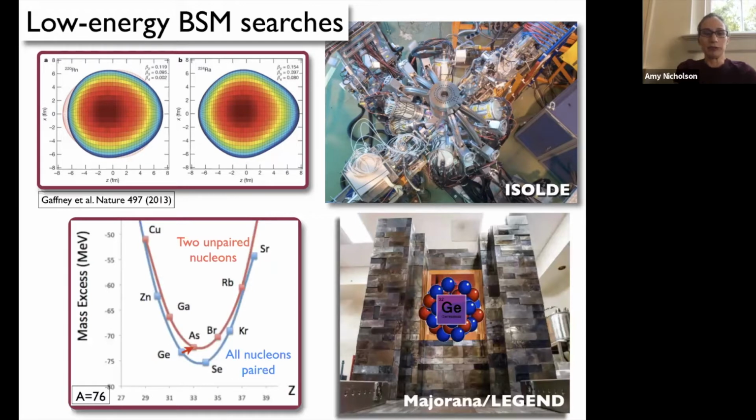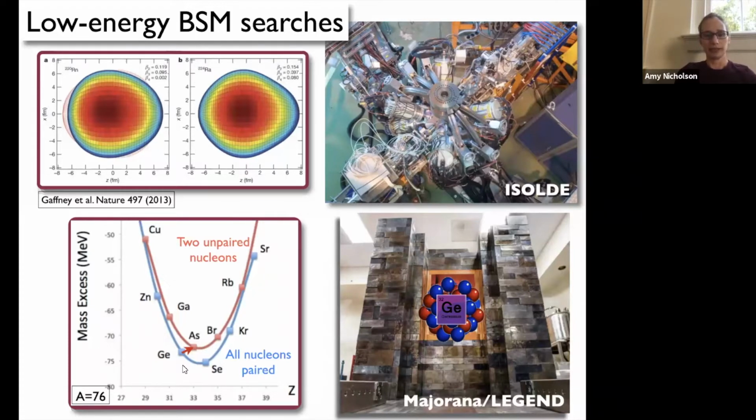Another example is looking for neutrinoless double beta decay, which I'm going to use as an example throughout the rest of the talk for how theory can help with these low energy BSM searches. In looking for neutrinoless double beta decay, which I'll describe in a little more detail later, essentially the experimentalists need to see a simultaneous double beta decay.